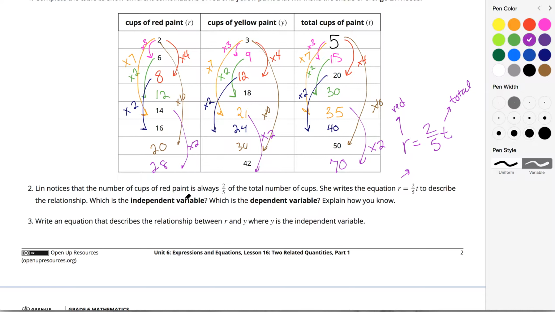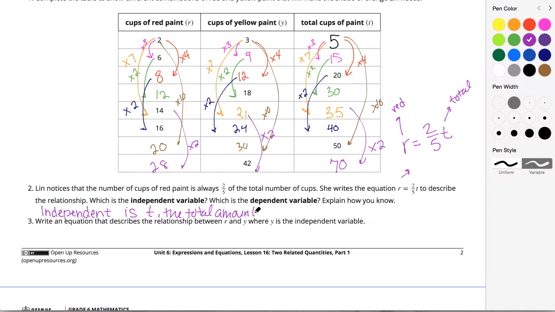Which is the independent variable? Which is the dependent variable? Now explain how you know, guys. I have one itty bitty little line, so I'm not going to write out my explanation, but I'm going to talk it through. So I'm going to say my independent is the T, the total amount.